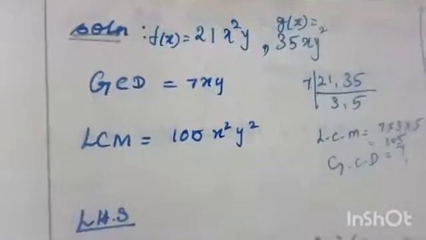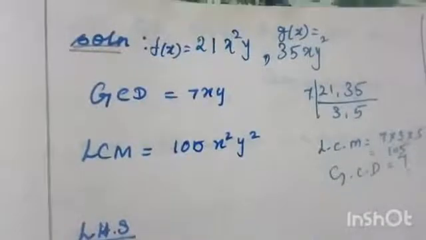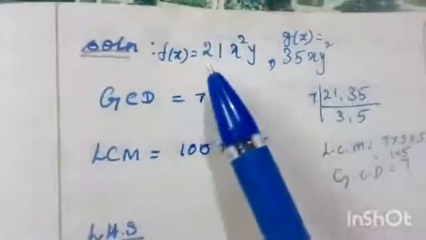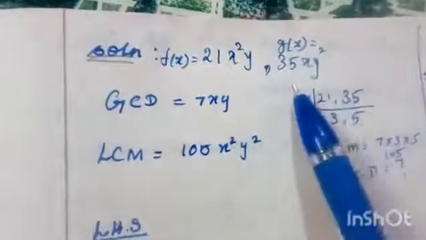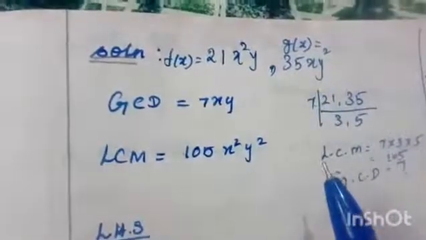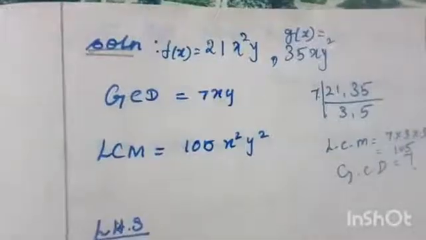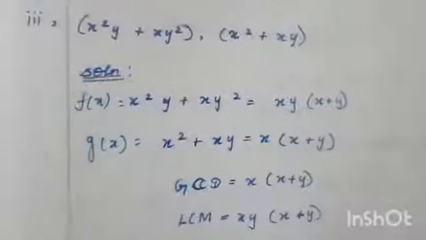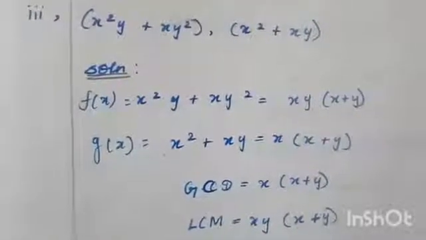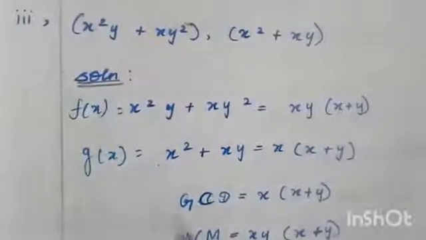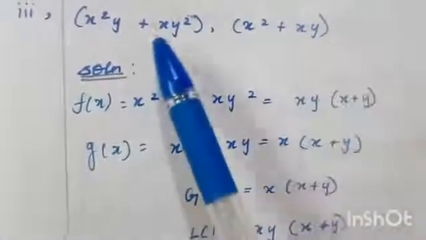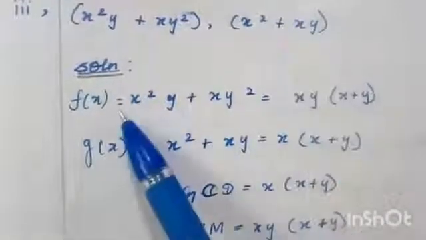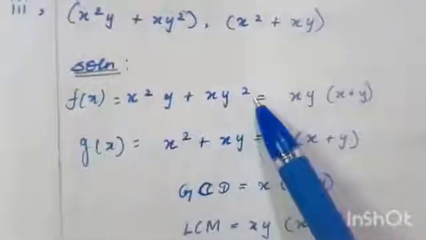Students, at the beginning of each problem you have to denote what is f(x) and what is g(x). For this first problem, you have to write f(x) and g(x), then proceed to GCD, LCM, and then do the proof also. Second problem, try yourself. Now we will see the third problem, x square y plus xy square and x square plus xy. This is f(x), this is g(x). f(x) is equal to x square y plus xy square.